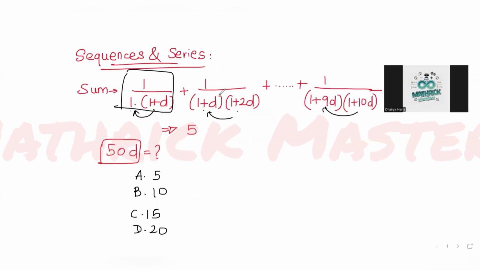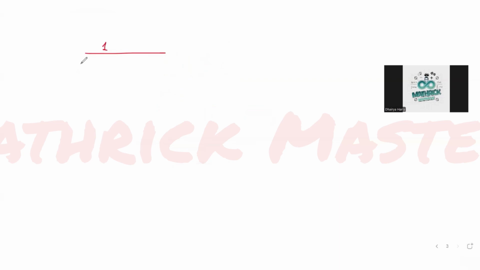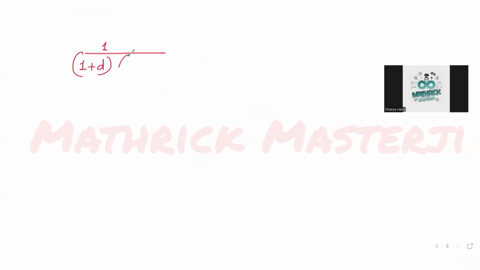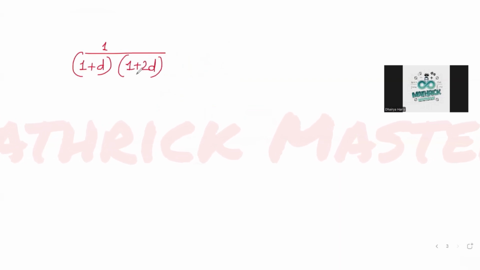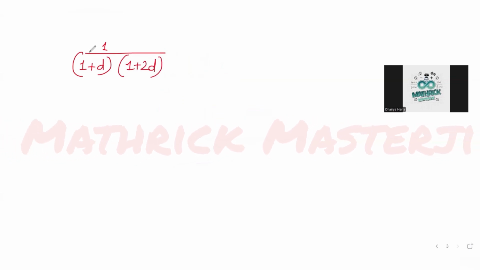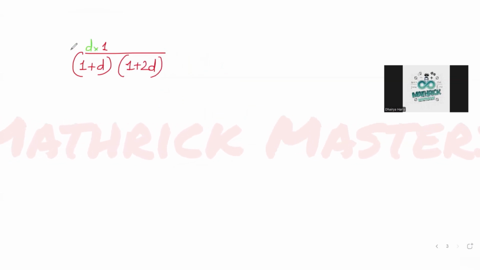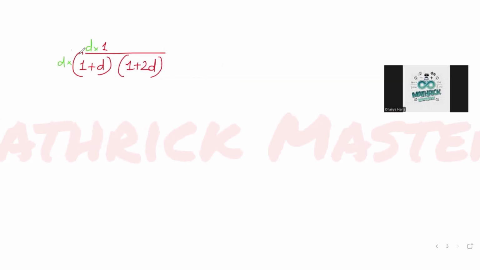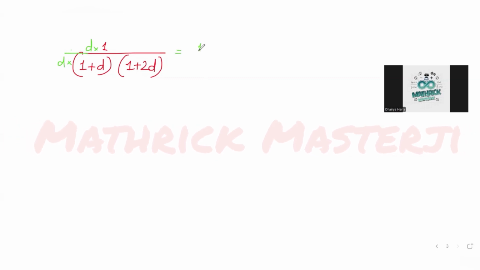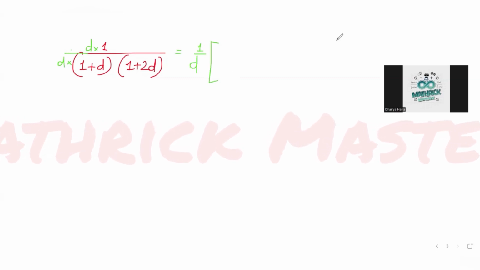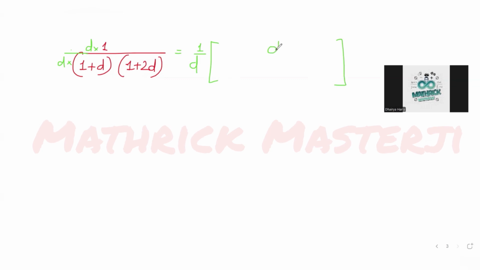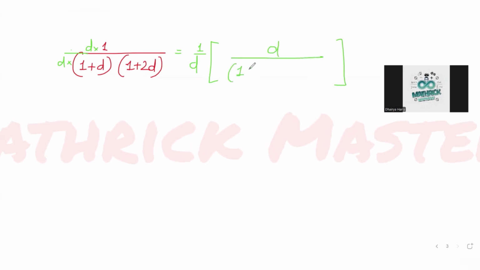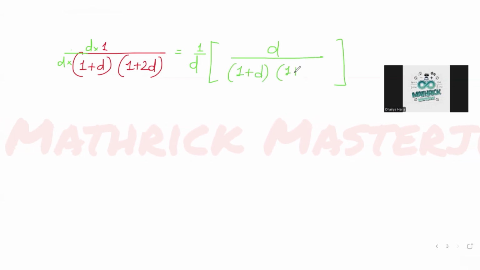The second term I have is 1 over (1 plus d) times (1 plus 2d). Again, the same process: I'll multiply by d and divide by d. So I get 1 over d common out, and inside the bracket I have d times 1, which is d, over (1 plus d) times (1 plus 2d).